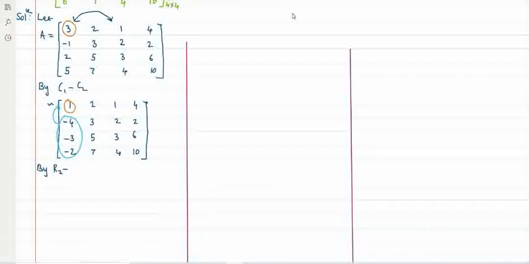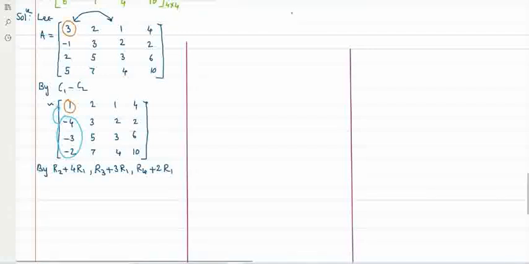R2 plus 4R1. Yes, R2 plus 4R1, R3 plus 3R1, correct. One more, R4 plus 2R1. So these transformations show the change in R2, R3, and R4. Now you are applying elementary row transformation. That's why I represent the matrix row wise.